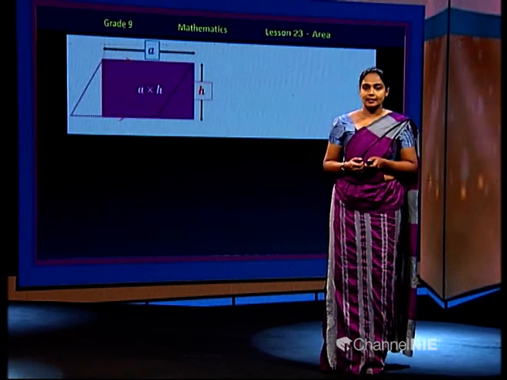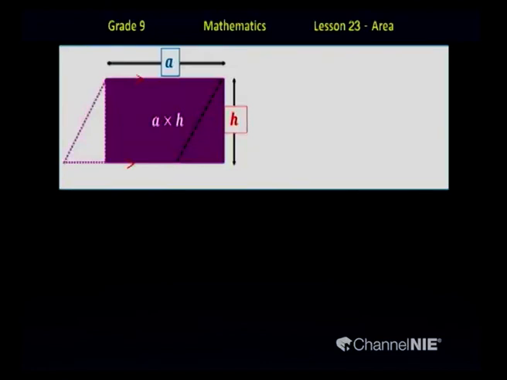Then this diagram is highlighted. Length of a side is A. Breadth is H. Then how can we find out the area of this rectangle? A into H. It is A into H. Then it is the area of the rectangle.